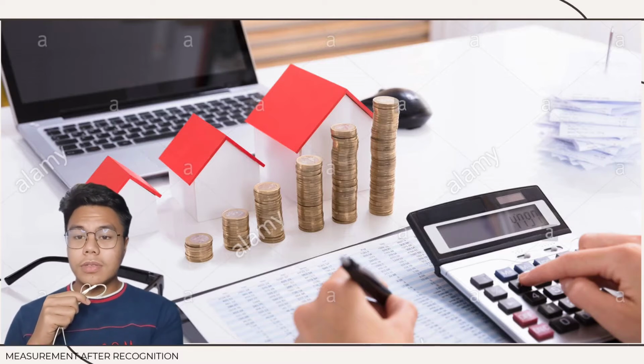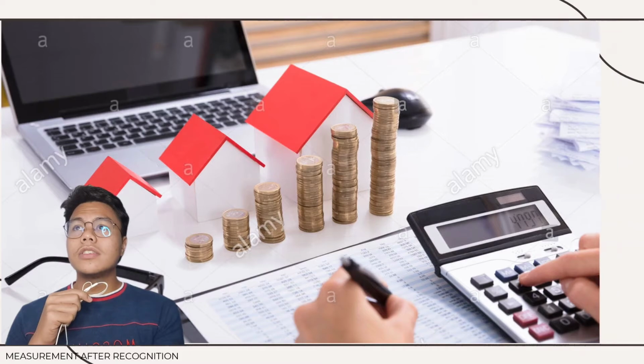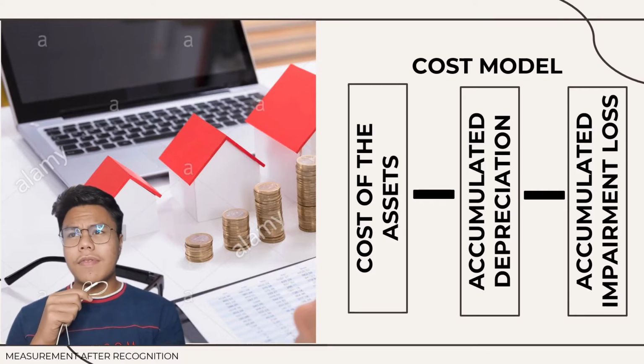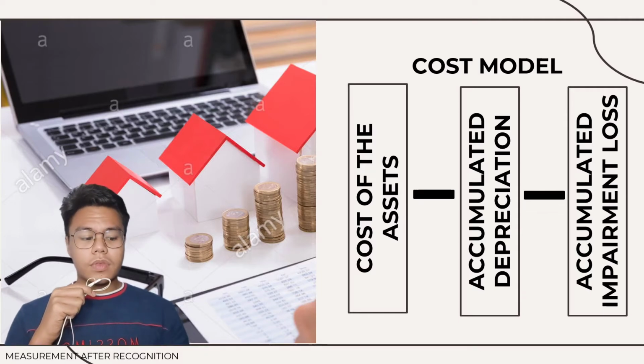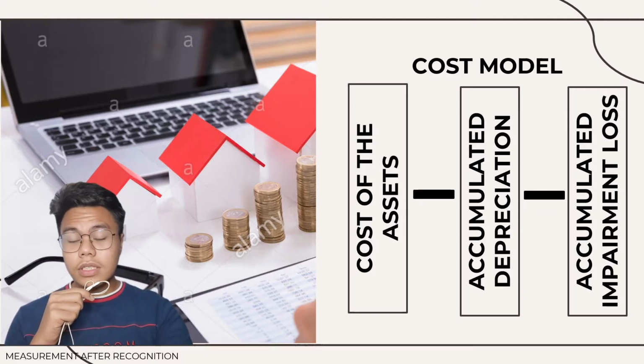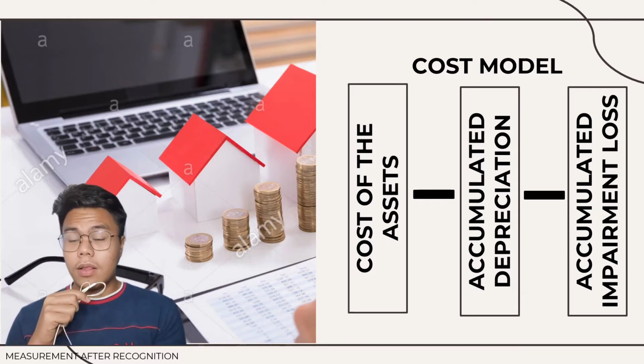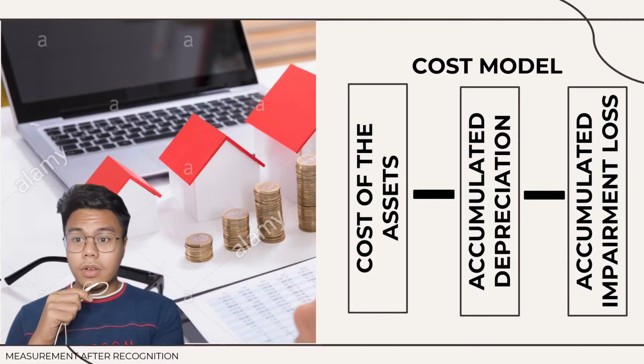So let's go to the cost model first. Basically, the cost model is how we would arrive at the net value of the asset, not really the fair value, which is the historical cost minus the accumulated depreciation minus accumulated impairment loss as well. That is for the cost model.